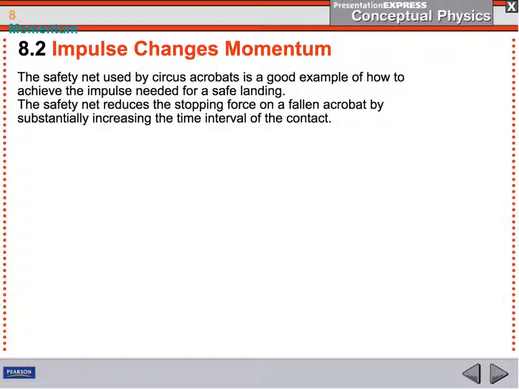The safety net used by circus acrobats is a good example of how to achieve the impulse needed for a safe landing. The safety net reduces the stopping force of a falling acrobat by substantially increasing the time interval of the contact.